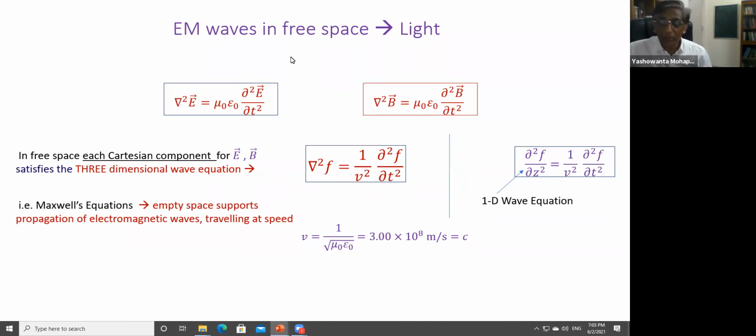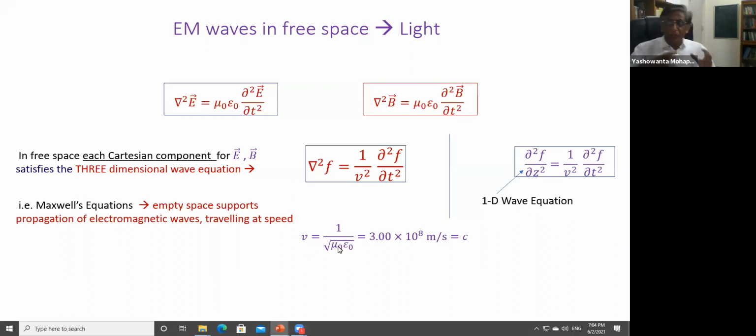So we have been able to obtain, in free space, E and B which will support each other to travel at speed c. There is no source, no rho, no j, and yet E is creating B, B is creating E, and they keep on going. And that is how light travels in free space, with a speed given exactly by 1 over the square root of mu naught epsilon naught.